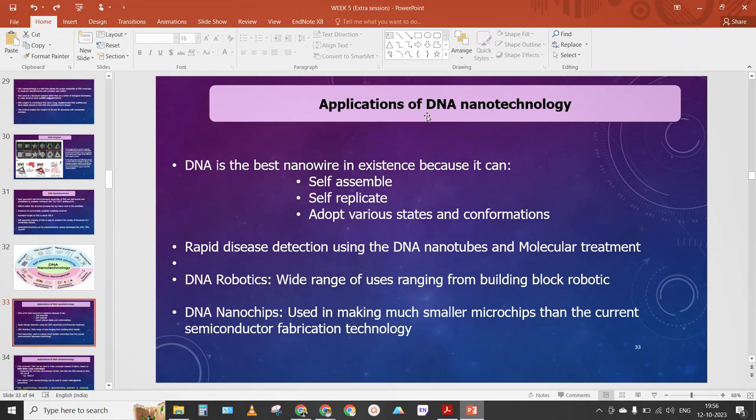Then the application of DNA nanotechnology. DNA is the best nanowire in existence because it can self-assemble, as we have discussed in DNA origami. Then it can self-replicate, and it adopts various states and conformations. Rapid disease detection using DNA nanotubes and molecular treatment is very easy nowadays. We use DNA nanotechnology in theranostics nowadays. Then DNA robotics, with a wide range of uses ranging from building blocks to robotics. Then DNA nanochips are used in making much smaller microchips than the current semiconductor fabrication technology.